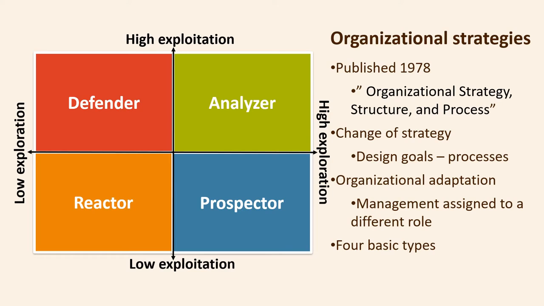Miles and Snow identified 4 basic types of strategic behavior and supporting organizational characteristics that they referred to as defender, prospector, analyzer, and reactor. Let us now review the construction of the model.